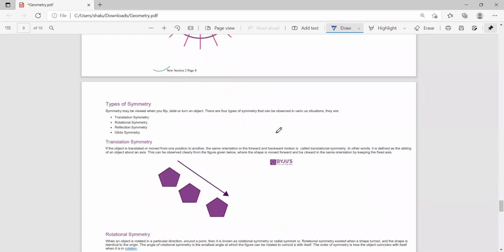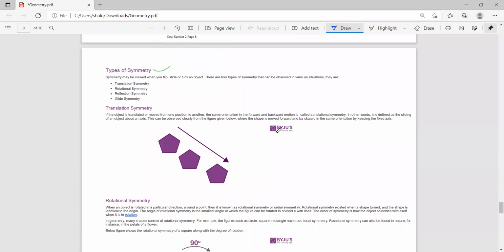Now we come to the types of symmetry. Symmetry may be viewed as when you flip, slide, or turn an object. There are 4 types of symmetry that can be observed in various situations. They are translation, rotational, reflection, and glide symmetry.